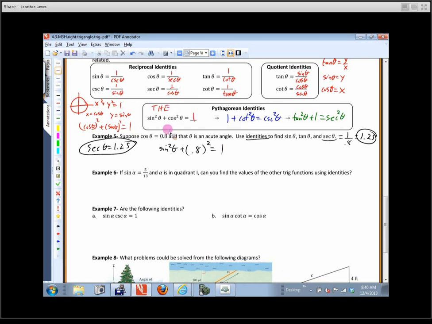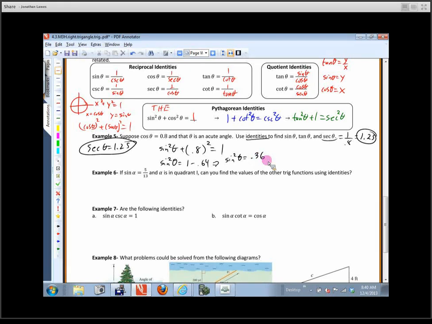Remember, an identity is just a true equation. I don't know the sine squared. That's what I'm trying to find. Or I don't know the sine. That's what I'm trying to find. So I have sine squared. I do know the cosine, so I plug that in. This goes from having 2 variables in it to just having 1. So I'd move this over to the other side. So this is going to be the sine squared of theta equals 1 minus, this would be 0.64, correct me if I'm wrong. So this is going to be sine squared theta equals, this would be 0.36.